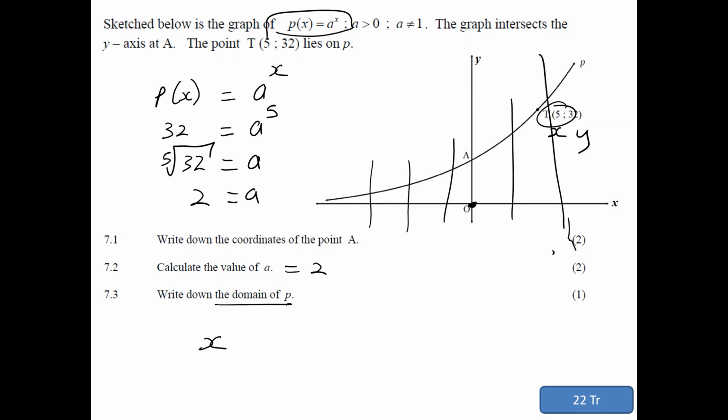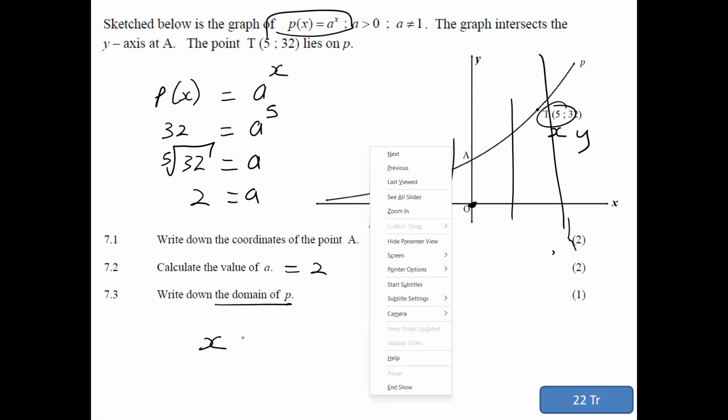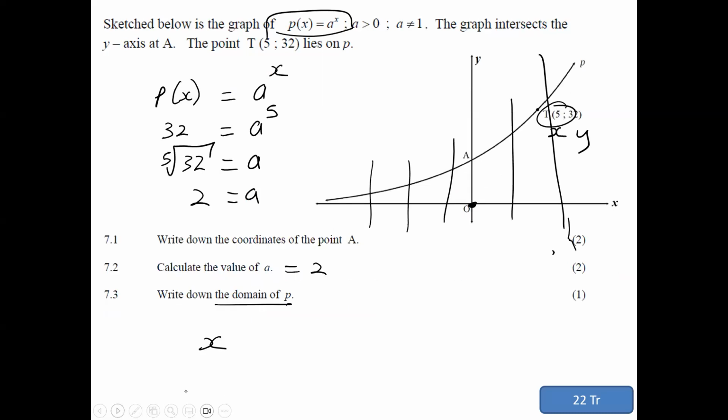Yes, sir. What do you think is the domain of this? X is just an element of real numbers. Thank you. X is an element of reals.